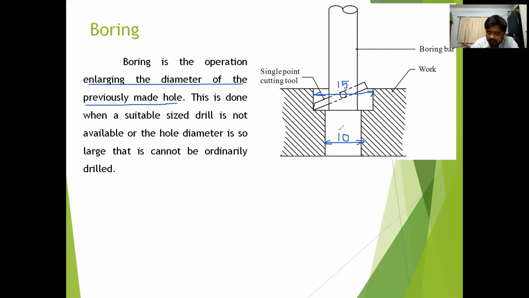So here, this is one case. This is done when a suitable size drill is not available. For example, you have only the 5 mm drill bit and the 10 mm drill bit. If you don't have the 15 mm drill bit and you want to make a 15 mm hole, initially we make a 10 mm hole using the 10 mm drill bit, and after that, using this single point cutting boring bit, we can remove the material up to 15 mm diameter. So this is the boring operation.